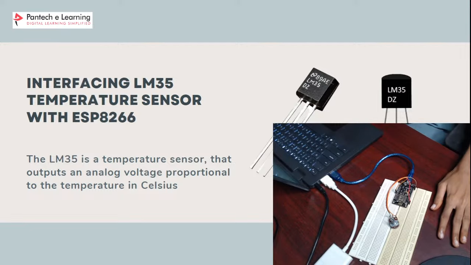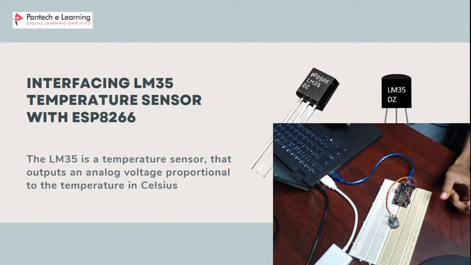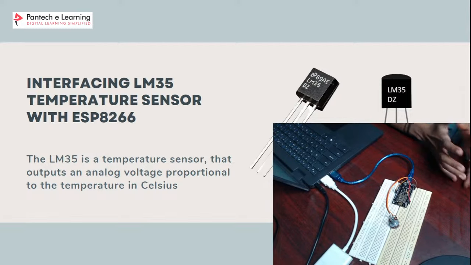This is not the voltage actually. I'm just showing it as a number. If you want to show it in voltage, you have to use one calculation. This is just the analog value, which is between 0 and 1024. If you want to show the output in voltage, you have to use some formula to convert that number to voltage.